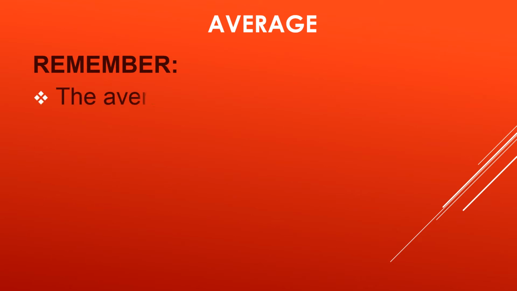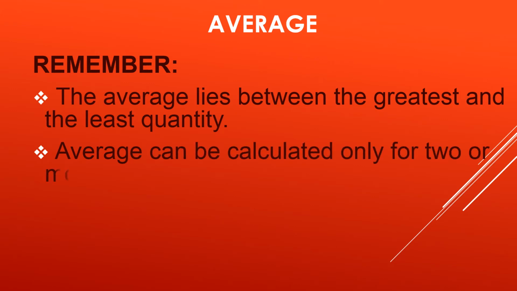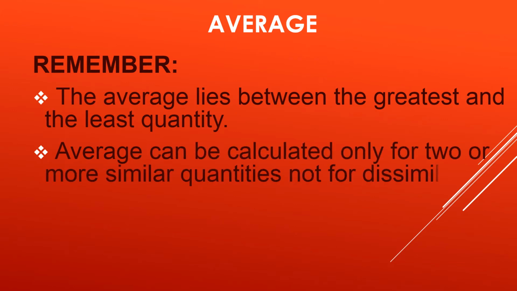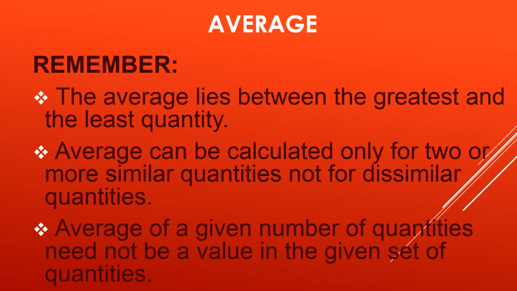Remember, the average lies between the greatest and the least quantity. Average can be calculated only for two or more similar quantities, not for dissimilar quantities. Average of a given number of quantities need not be a value in the given set of quantities. To understand average in a better way, let us solve some questions.